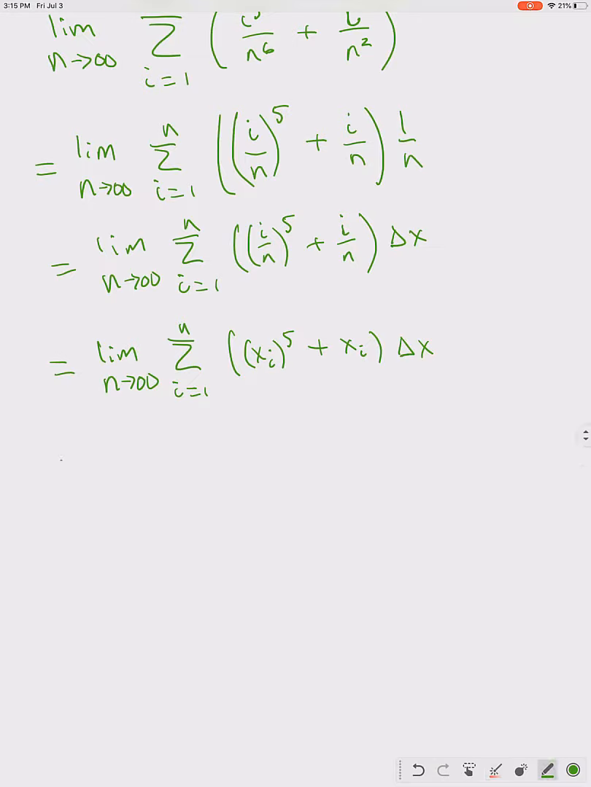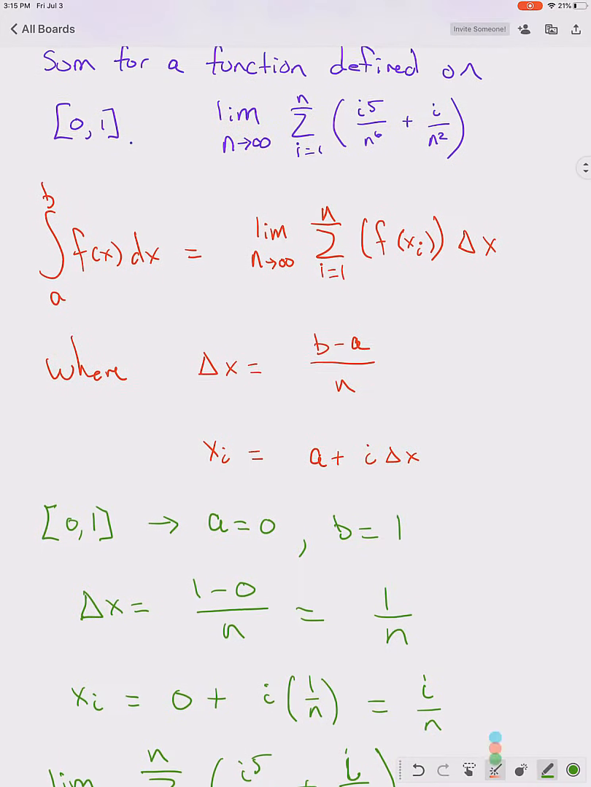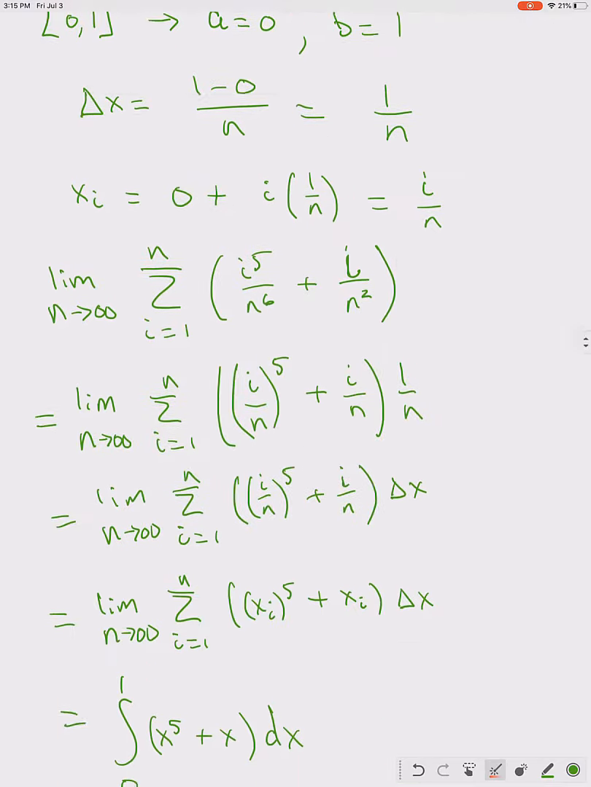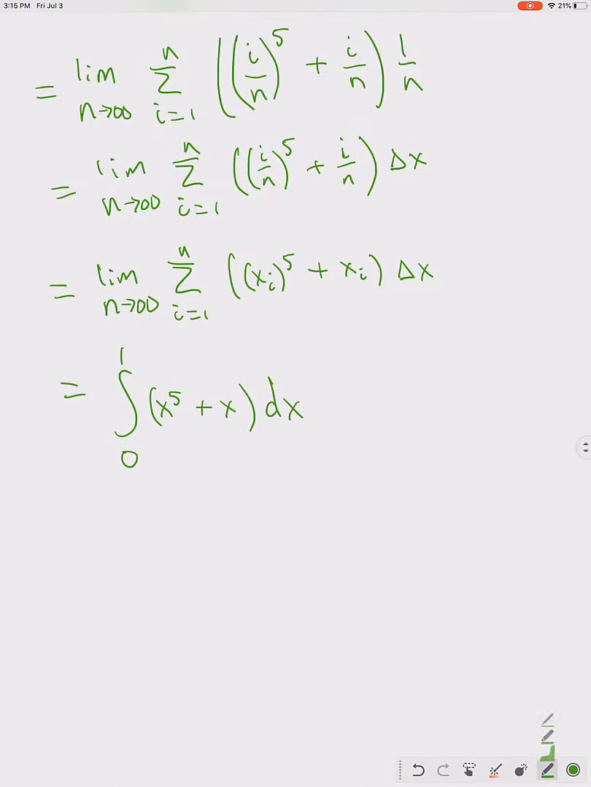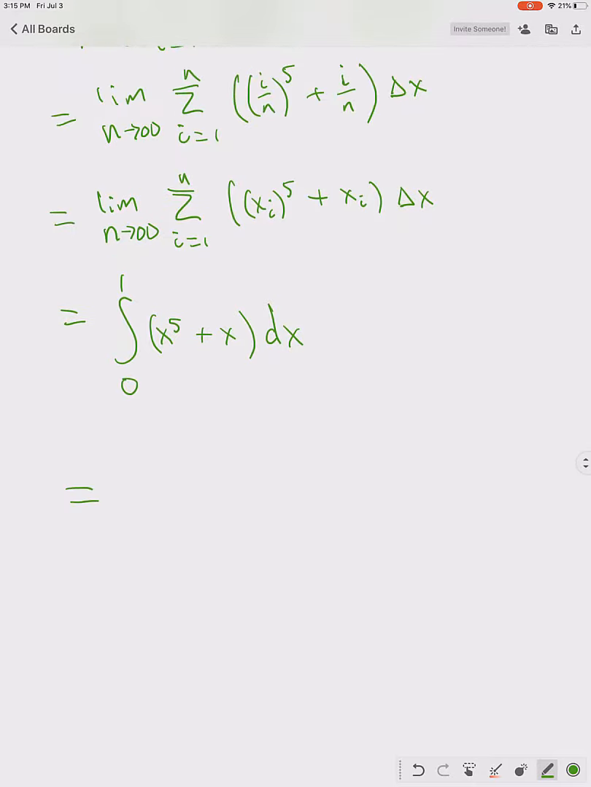So let me copy that down. This then is equal to the integral from 0 to 1 of x to the fifth plus x dx. So I took this and transformed it to that. Now I just use the fundamental theorem of calculus to finish this problem.